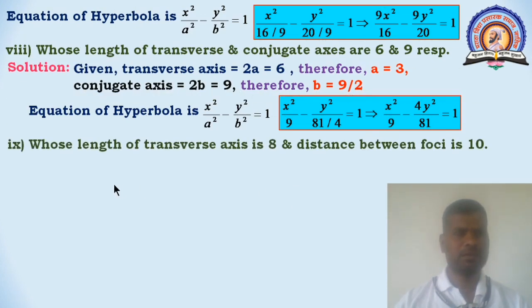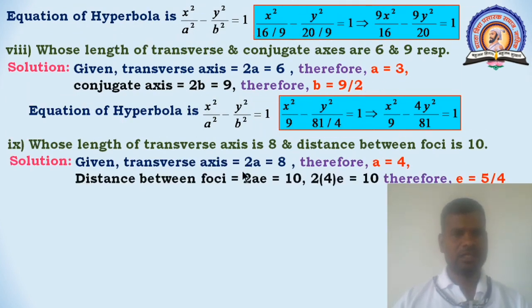Now the next example is: find the equation of hyperbola whose length of transverse axis is 8 and distance between foci is 10. Length of transverse axis is twice a, which is equal to 8. From that, a is equal to 4. Distance between foci is twice ae, equal to 10, is given. So a is 4, means 8e is equal to 10, so e is equal to 5 by 4.